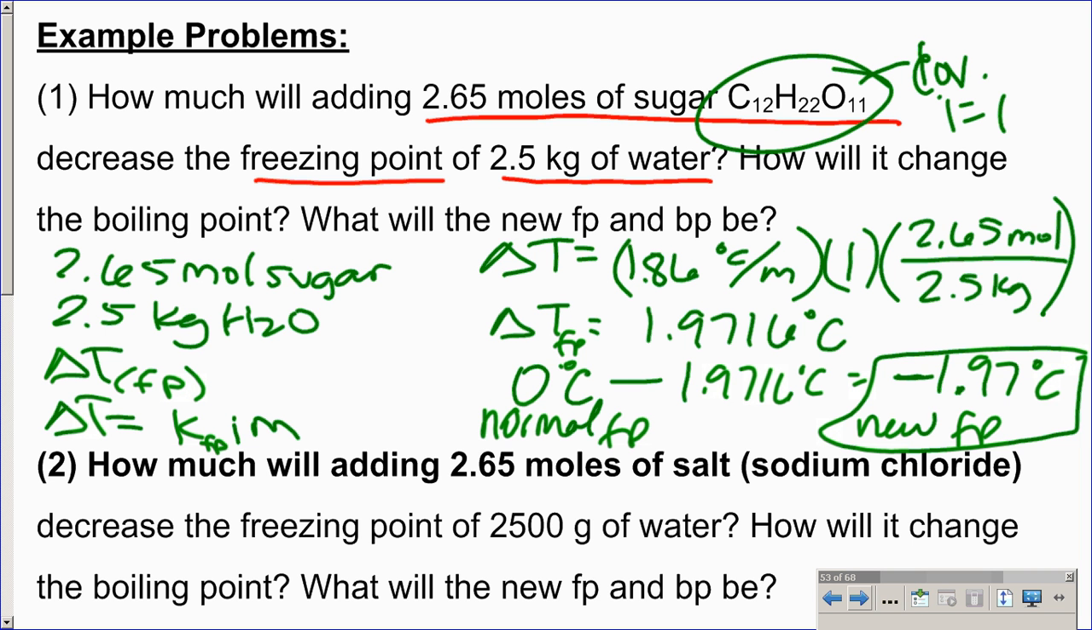Okay, so let's do the same thing. I want you guys to do it for boiling point, though. So then the final answers would be what? The two final answers would be how much will adding this decrease the freezing point? So the delta T is our first answer. And then the second question said, how will it change the boiling point? What will the new freezing point and new boiling point be? So I just went ahead and did the freezing point one. Okay, so these two are 2 of the 4 answers. So you guys do it for delta T for boiling point.